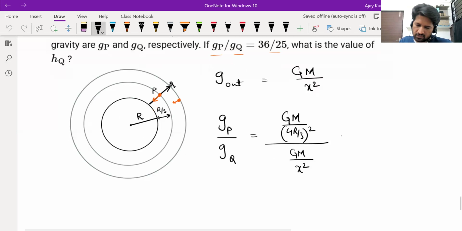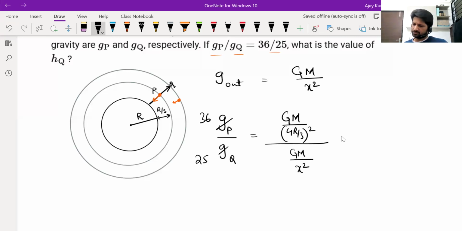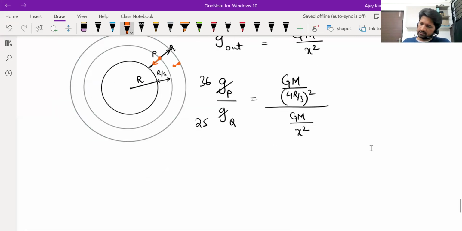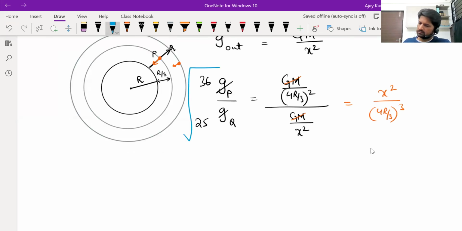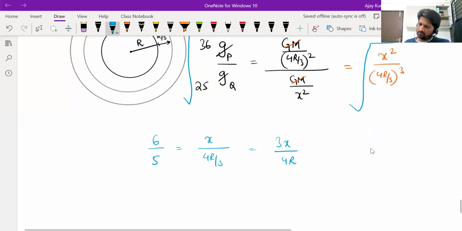So Gp by Gq is given as 36 by 25. They are perfect squares. Now on the right hand side, you can cancel GM, and the right hand side would be x square divided by 4R by 3 whole square. Now take the square root on both sides. 36 by 25 square root becomes 6 by 5. The right hand side will be left with x divided by 4R by 3. The 3 goes to the numerator, 3x by 4R. So x becomes 6 into 4, 24R, divided by 5 threes, which is 15.